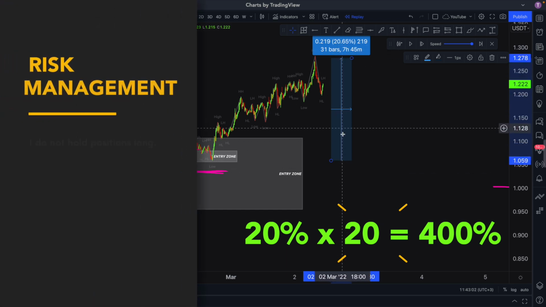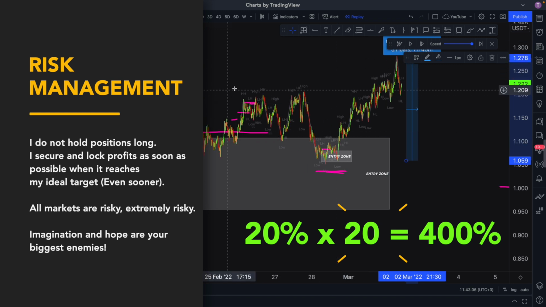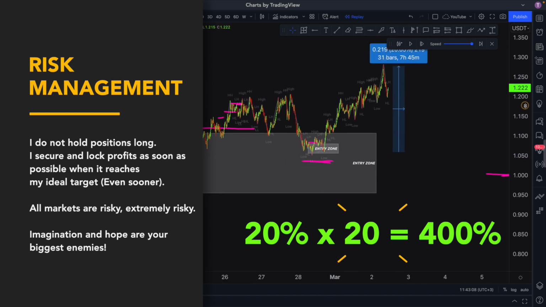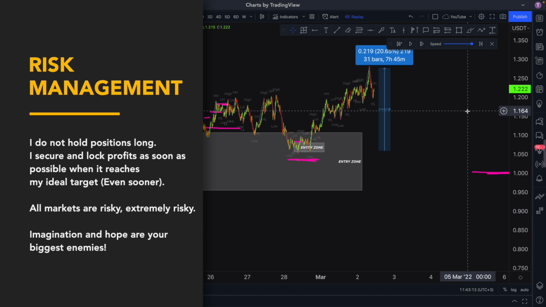But I do not suggest it. Just secure and lock your profits as soon as possible. The longer you are in a trade, your risks are getting greater. No one in the world is gonna know what will happen in the next minute. Never forget this.